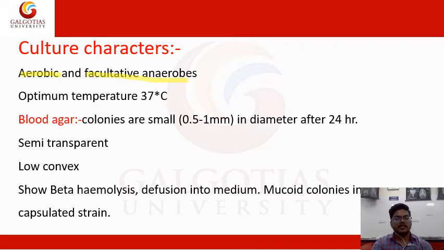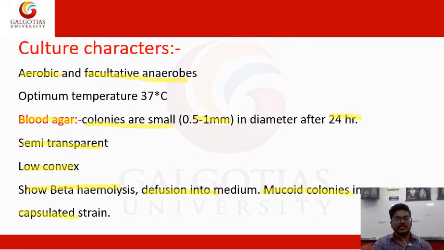Which culture medium is required for Streptococcus? Blood agar. Colonies are small, 0.1 to 1 mm in diameter after 24 hours, which is the incubation period. They look semi-transparent and low convex, show beta hemolysis, and diffuse into the medium. Colonies are mucoid in capsulated strains.